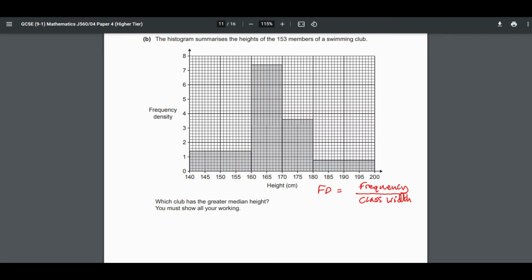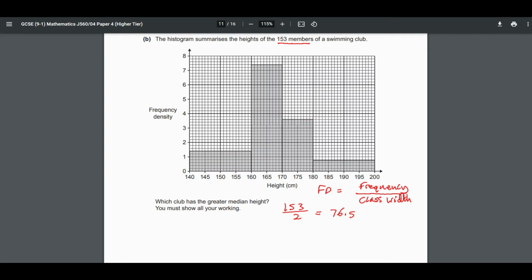Now, just like before, we know there's 153 members in the swimming club. So to find the median, or to get on our way to doing so, we need to do 153 divided by 2, which gives us 76.5. Okay, so this tells us what position, or what member, we need to get to in order to find the median in terms of the frequency.